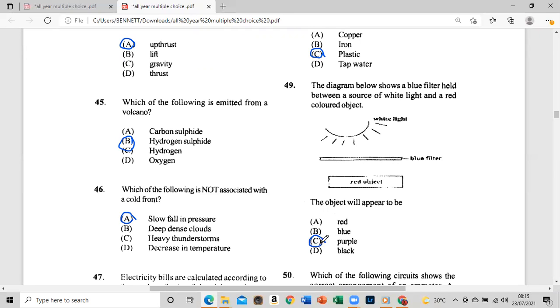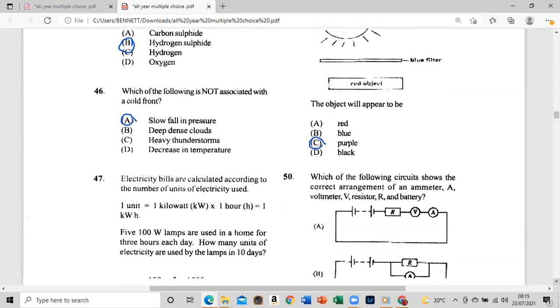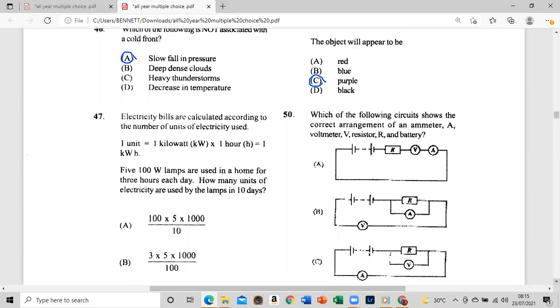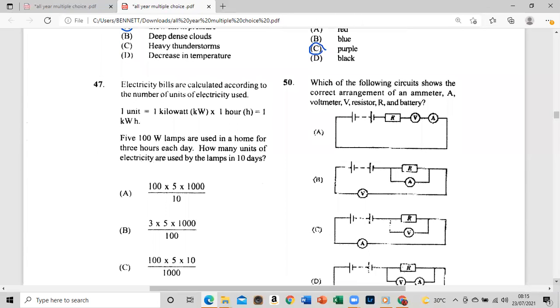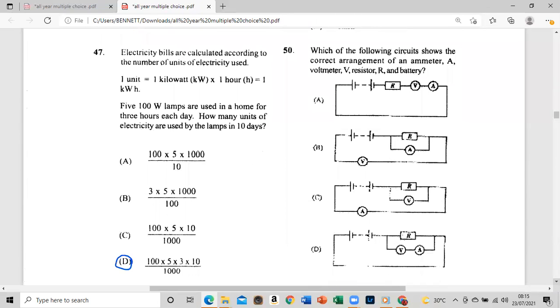All right, let's move on to 50. Which of the following circuits shows the correct arrangement of an ammeter, a voltmeter, a resistor, and our battery? Right? So them use a symbol. All right, so comment this now. And that is C.